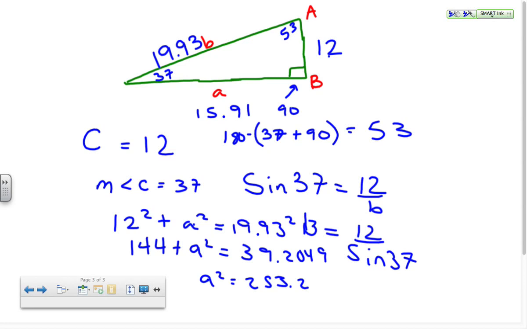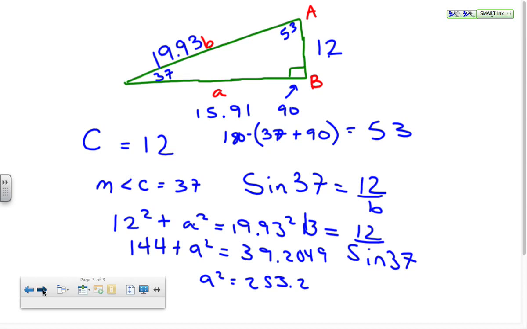Alright? So this is an example that I know these problems are going to take a little bit of time. You have to find all of the pieces. There are so many different ways you can go about doing it. If you're comfortable with sines, cosines, and tangents, use those. You can use the Pythagorean theorem as well.